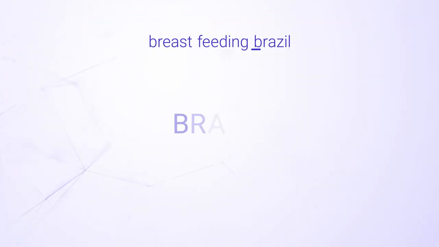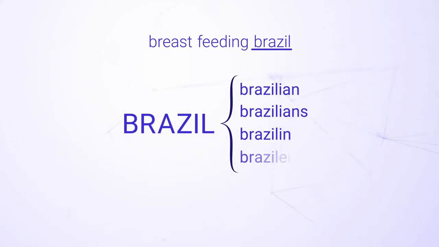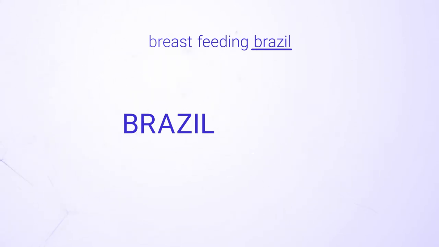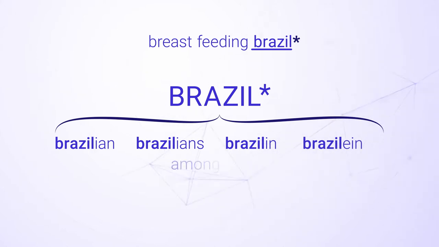For example, the term Brazil can have interesting variations, such as Brazilian, Brazilians, Brazilian or Brazilian. When using the asterisk right after the radical of this term, we retrieve all the derivations of the word Brazil without having to type all of them in the search box.